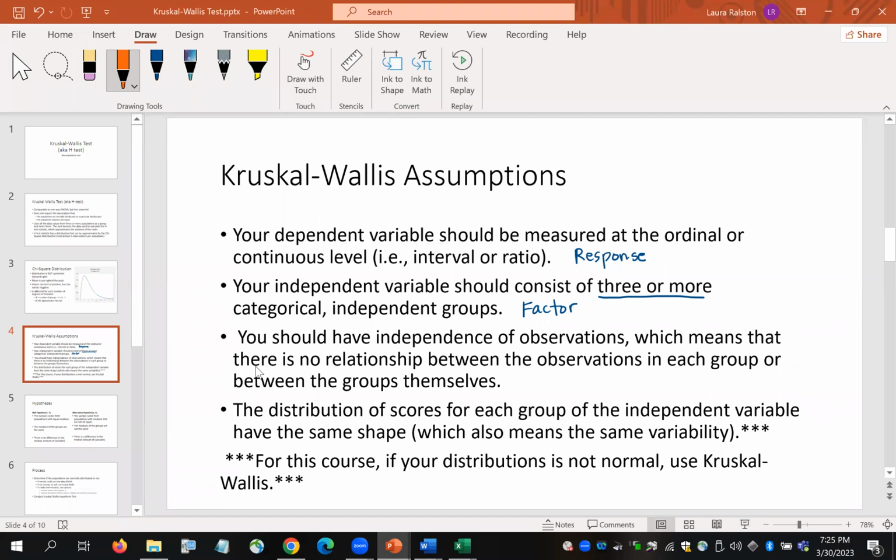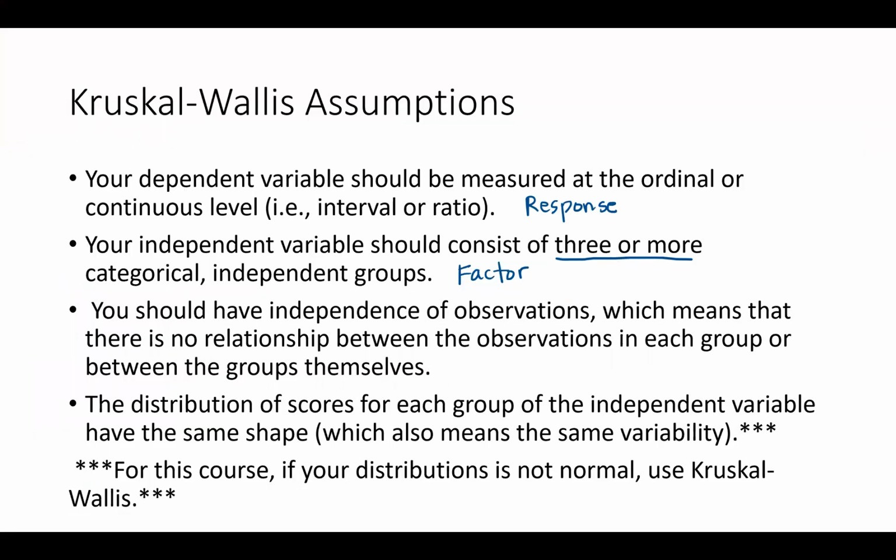Again, you have to assume that your observations are independent, which is basically the same assumption we had before. There's no relationship between the observations. There's no overlap in the groups, which is the same assumption we had for ANOVA.